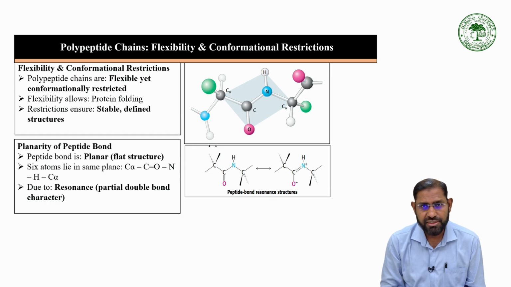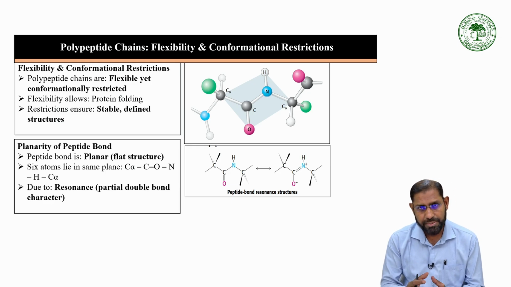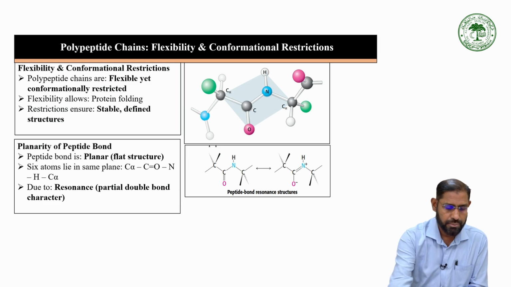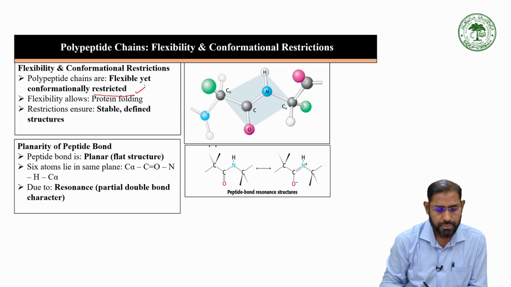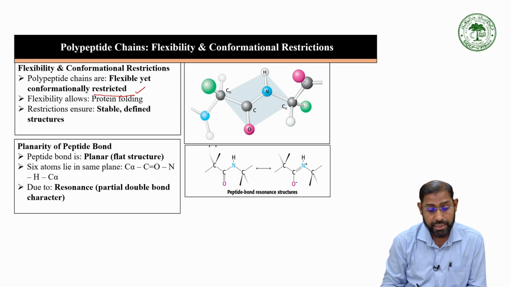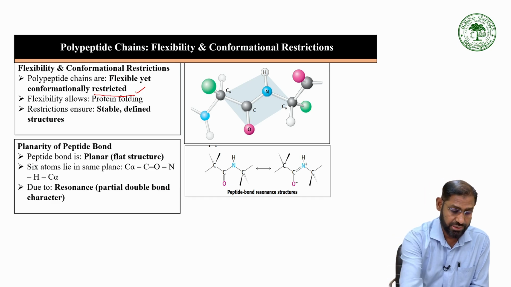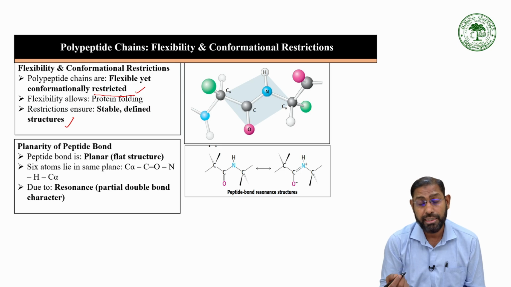Now, polypeptide chain flexibility and conformational restrictions. That's very important: how amino acids or polypeptide chains show flexibility and also some constraint in the conformation. Polypeptides have flexibility, but they still have some conformational restrictions. This flexibility allows protein folding, and the restriction gives a stable, defined structure. So both are important.